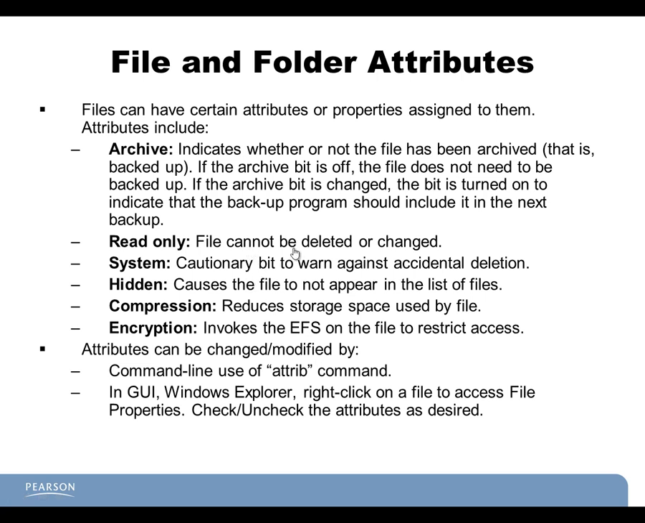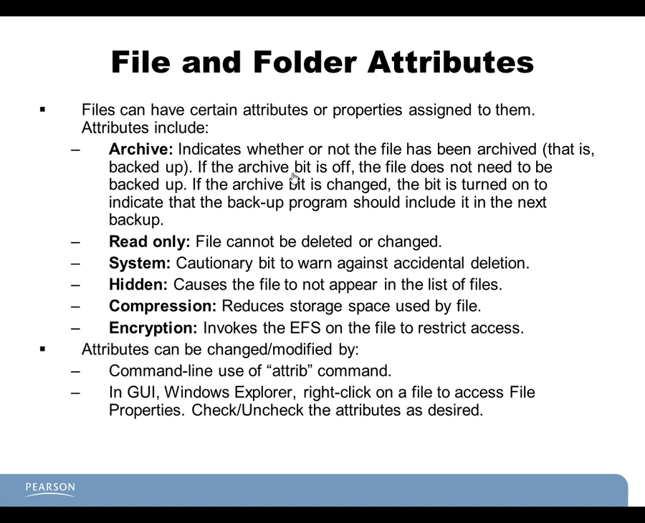So some of the attributes a file might have is an archive bit, and that indicates whether the file has been backed up. If the bit is off, it doesn't need to be backed up. If the bit is on, it means something has changed in the file since the last time the bit was turned off, so that means it should be backed up again. Read-only, of course, means exactly what it sounds like. You can't modify or change it.